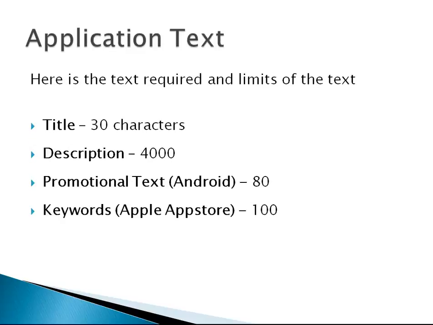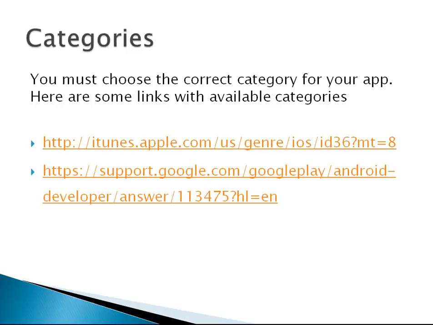Alright, so application text. Here are the requirements and limitations of text. So the title should be 30 characters or under. The description should be 4,000 characters or under. Promotional text for Android is 80, and keywords for Apple Appstores 100. So categories, you must choose the correct category for your application, and these two links will take you to a page where it actually displays the available categories to choose from.